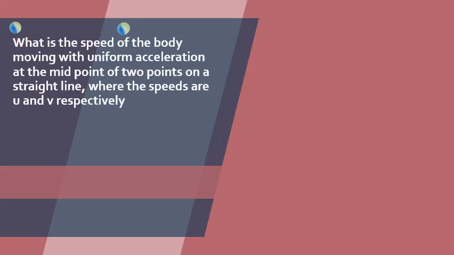What is the speed of the body moving with a uniform acceleration at the midpoint of 2 points on a straight line where the speeds are u and v? So initial velocity is u, final velocity is v. What is the speed at the midpoint? Don't think that it is the simple average, that means (u plus v) by 2, not that. You have to calculate the speed at the midpoint.